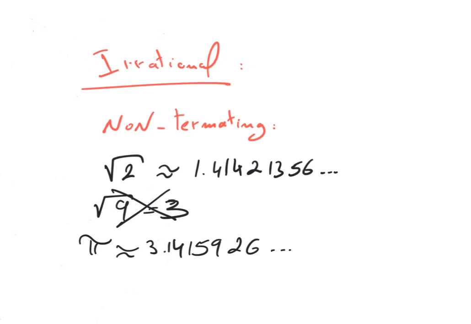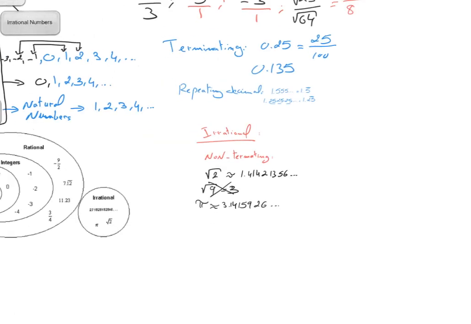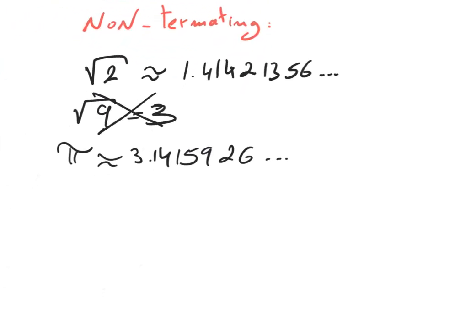And then it doesn't stop. We don't have the same number repeating itself. So pi can also be expressed as irrational. If you multiply any irrational number by a rational number, it's going to stay irrational. For example, let's suppose I have 2 times the square root of 7. 7 is not a perfect square, so this is going to stay irrational.